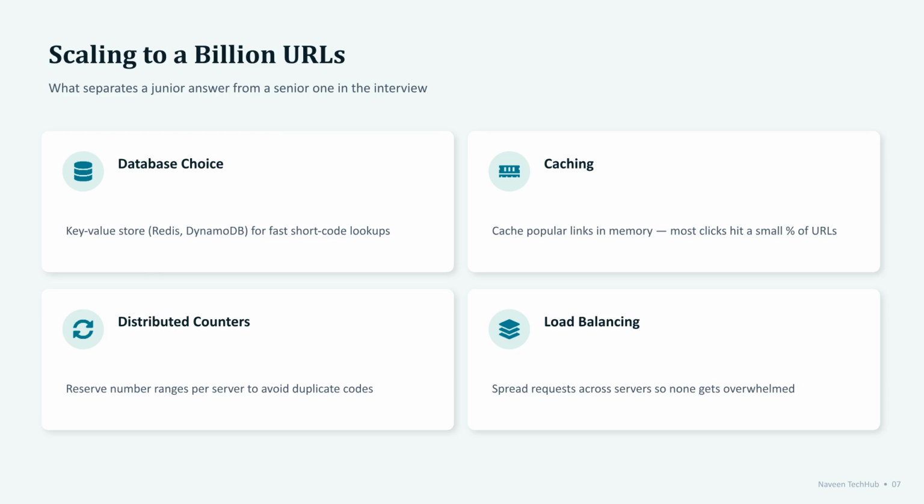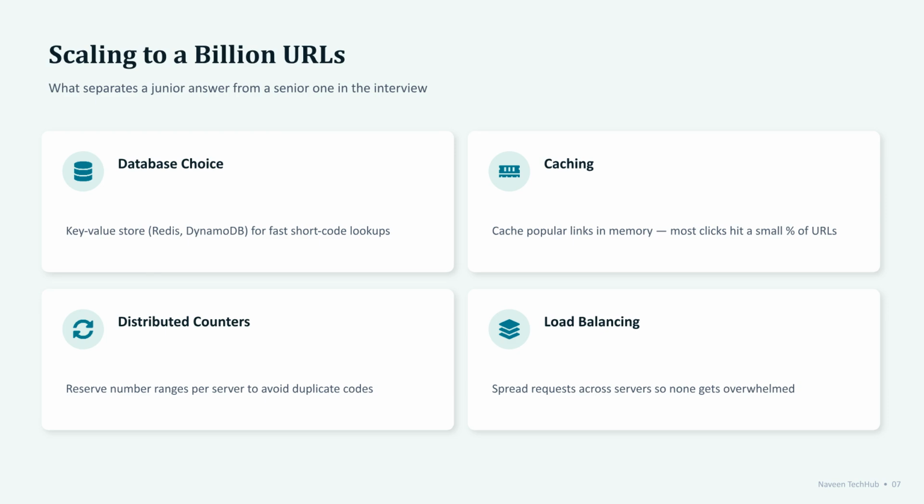Third, distributed counters. In a single server system, one counter is easy. But in a distributed system, many servers may create short URLs at the same time. If all servers use the same counter without coordination, duplicates can happen. One solution is to reserve number ranges per server. For example, server 1 gets IDs from 1 to 1 million. Server 2 gets IDs from 1 million to 2 million. Server 3 gets IDs from 2 million to 3 million. This way, each server can generate unique IDs independently. Another option is to use a distributed ID generator, like Snowflake-style IDs.